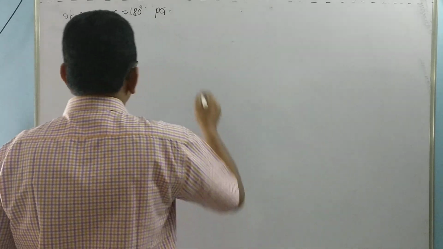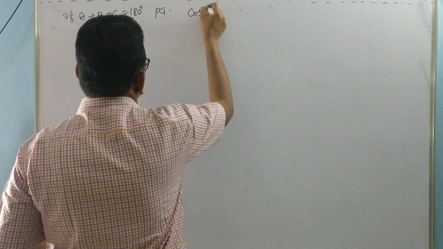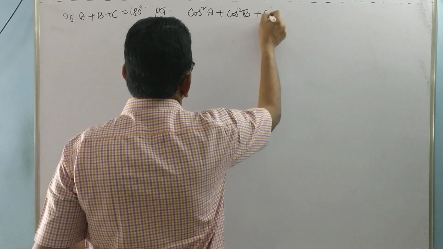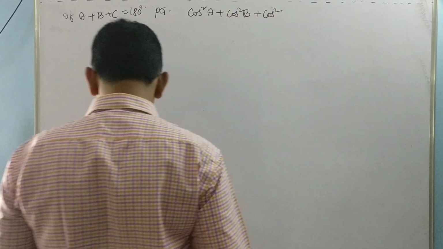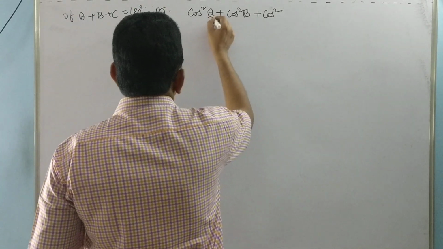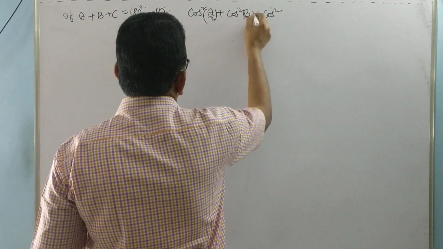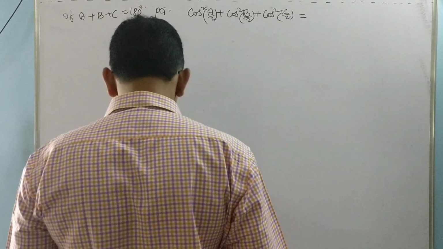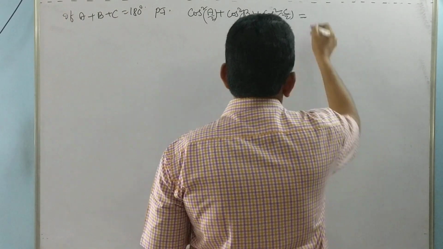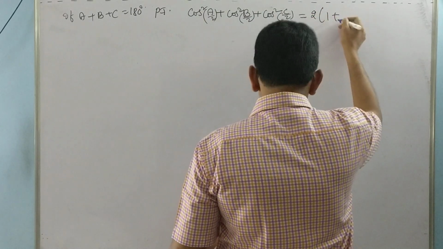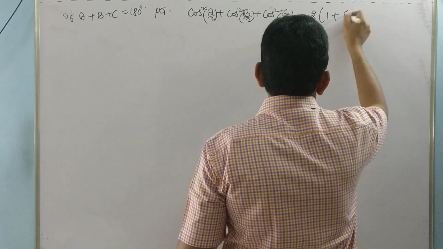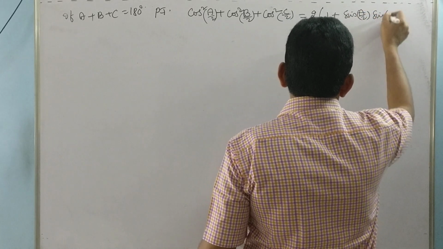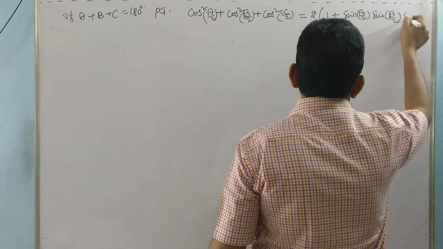cos square A plus cos square B plus cos square C is equal to 2 into (1 plus sin A by 2 into sin B by 2 into sin C by 2).